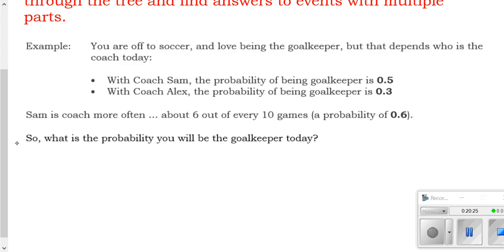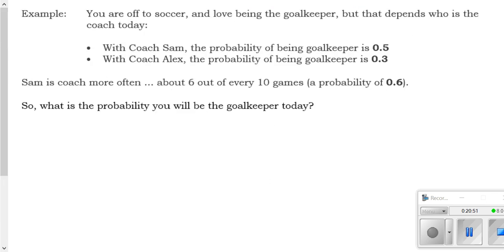But it's also the case that they aren't coaches the same amount. Sam is more frequently the person who's coaching the game, and Alex is a little less frequent the coach for the game. We want to know the overall probability that we get to be goalkeeper today. I'm not sure if these are interrelated or not. It doesn't say independent, it doesn't say dependent. I'm not so confident about that, but I'm confident that I can make a tree diagram of what's happening. There are basically two things that have to happen. We have to figure out who's coaching, and then given who's coaching, we have to figure out the likelihood of being a goalie.